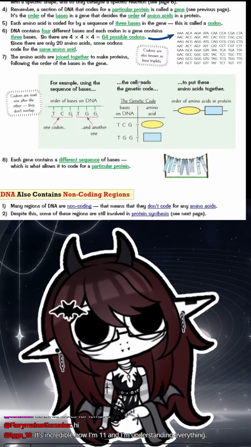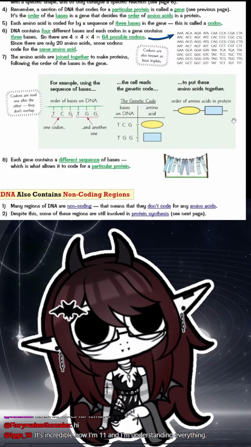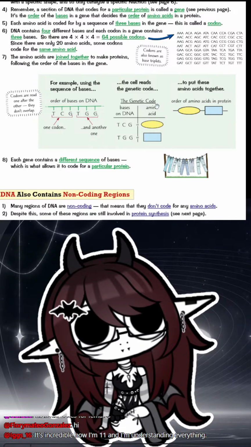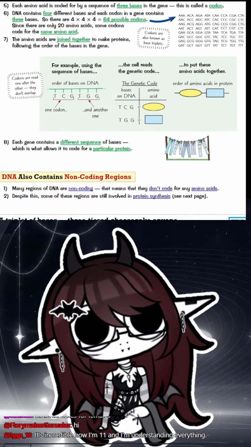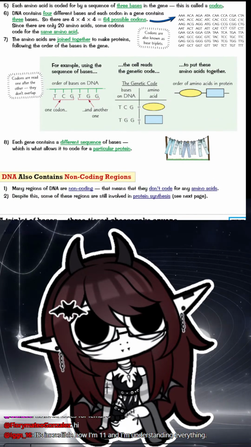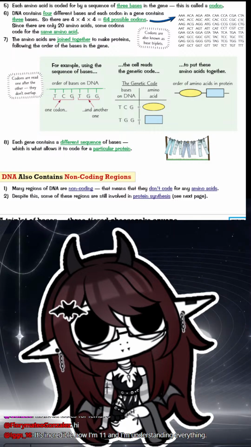All right, now the cell reads the genetic code. Let's say these bases turn into this thing, and these bases turn into this thing. And then that puts the order of them in the protein, and depending on what type of amino acids are in this chain, that changes the function of the protein. Now, each gene contains a different sequence of bases, which is what allows it to code for a particular protein.